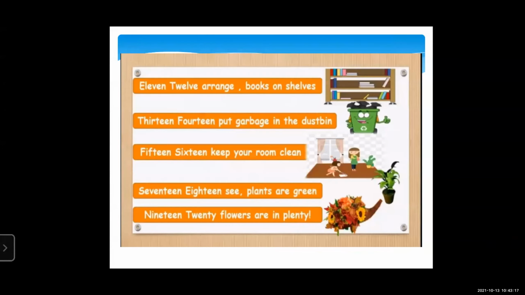Let's see more examples. Okay, now see, one poem is there. Do you like poems?